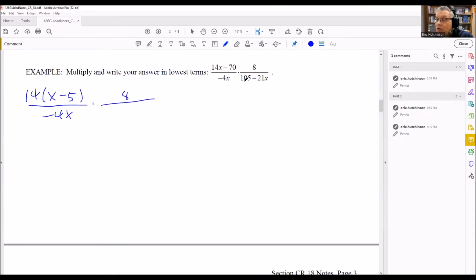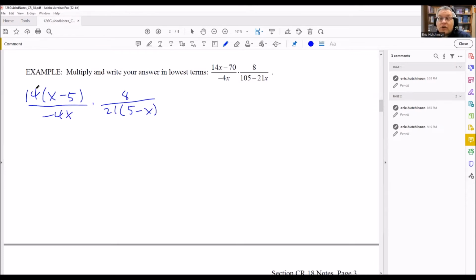And then we'll do the same thing here. Take 105 divided by 21. If it goes in evenly, then 21 is what we want to take out. And it does go in evenly. So we'll pull out 21. 105 divided by 21 is 5. 21x divided by 21 is this x. So there's a minus there. So we'll write this as minus x.